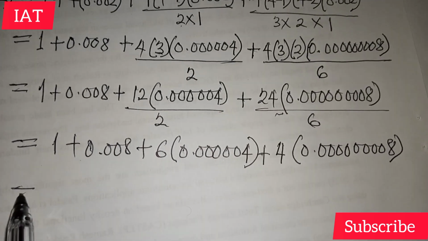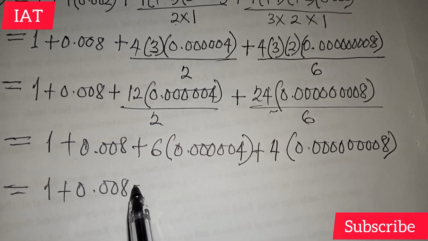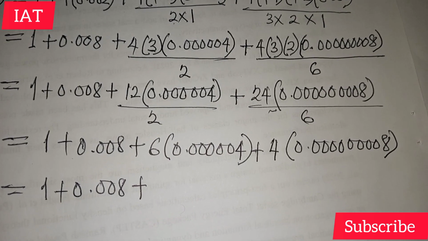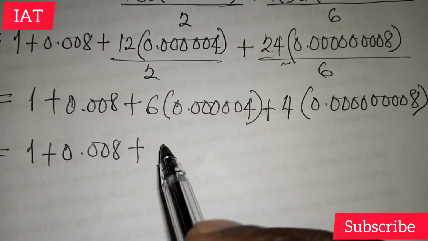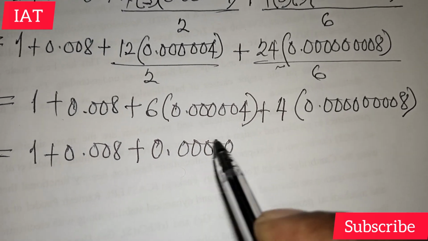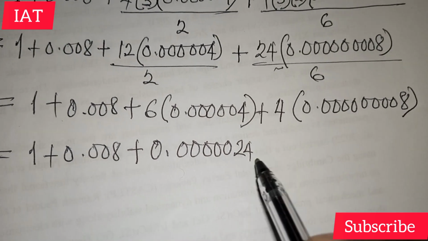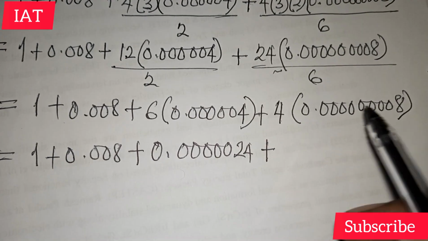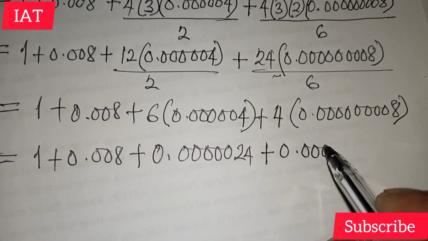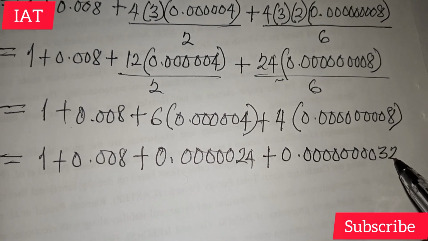If we multiply through, we have 1 plus 0.008 plus, so let's check 6 multiplied by 0.004, what the result will be. This will give 0.00000, and 6 times 4 will give 24, plus here 4 times 8 will give 32, so I'll repeat the zeros. So I have 0.0000000 and then 32. It is easy now.